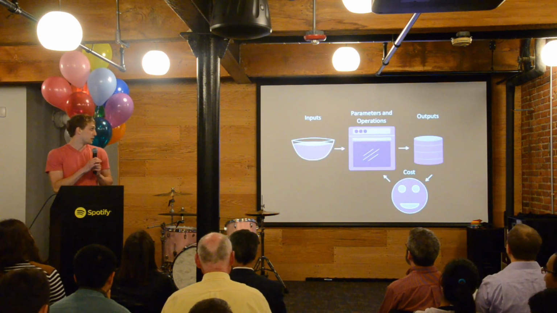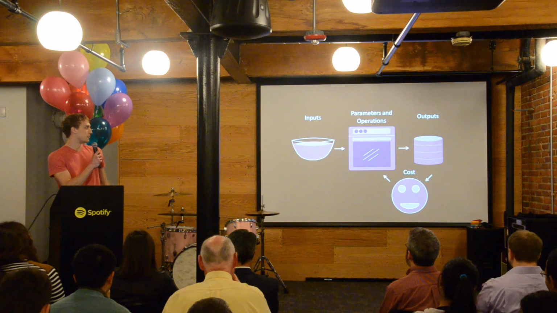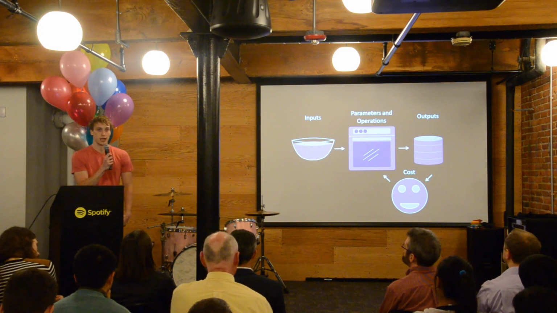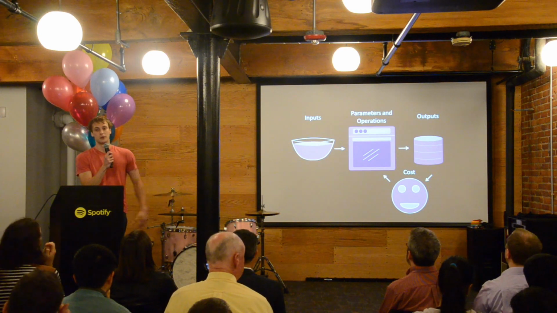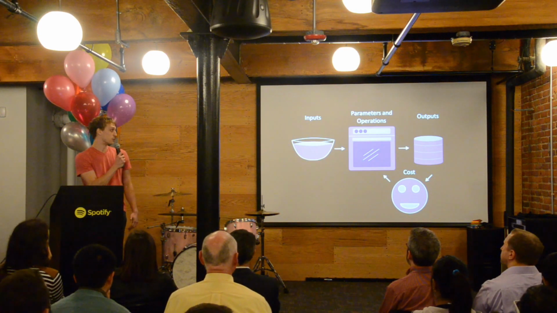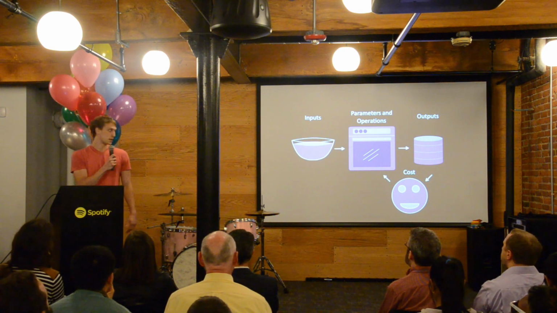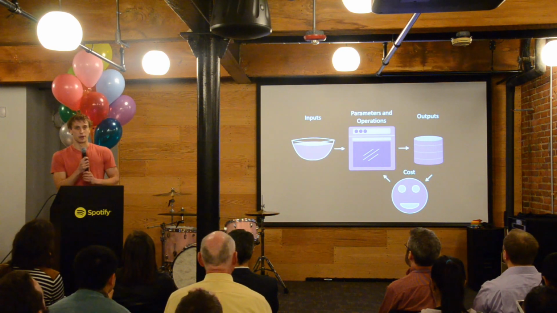All right, great. So here we see we have our inputs, we have our parameters and our operations, and we have our outputs. And we also have this little feedback loop where, based on our outputs, we're able to compute some sort of cost, maybe the cost of repairing the house after it burns down, and we can update our parameters accordingly.